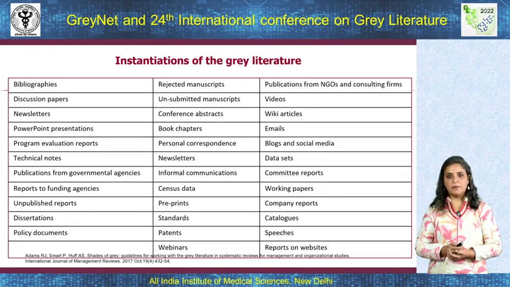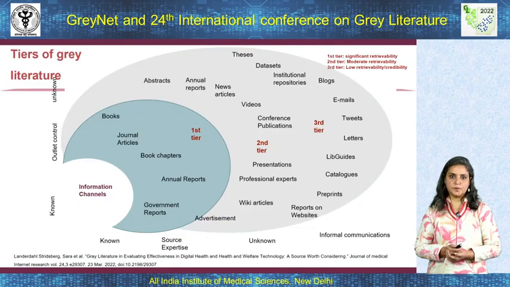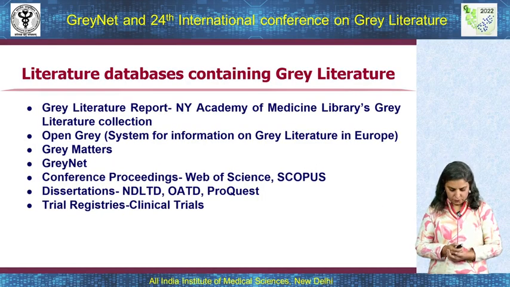These are some of the examples of Grey literature: bibliographies, discussion papers, newsletters, presentations, technical reports, dissertations, patents, catalogs, speeches, reports on websites. This is a table which shows the numerous forms of Grey literature. This is a similar structure where the various information channels have been represented in a different format, and there are three tiers which have been represented here.